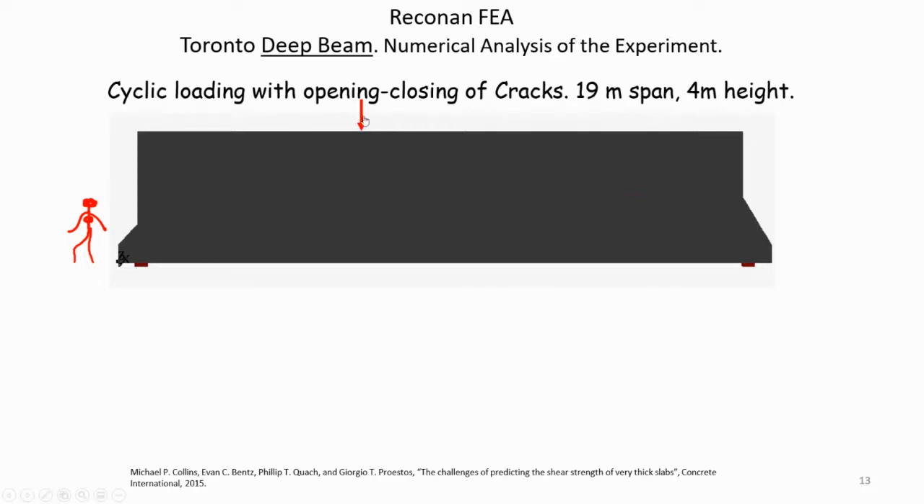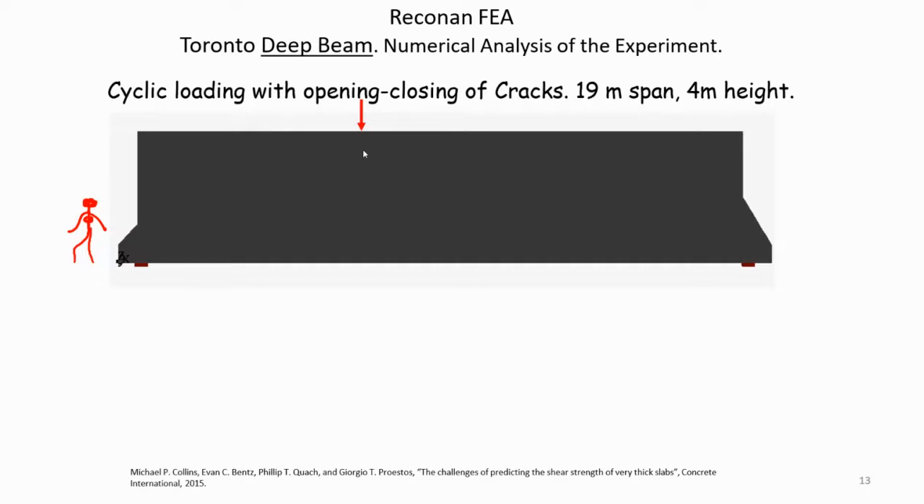The load was applied exactly at this point, and this was a prediction competition, and they asked the scientists to provide their predictions. And they told them it's a monotonic loading problem, but in reality it was not. Why? Because they applied the load, then they stopped. They recorded the cracks by marking them. Then they reapplied more load, then they stopped. They removed the load. So it was like apply load, remove, apply load, remove.